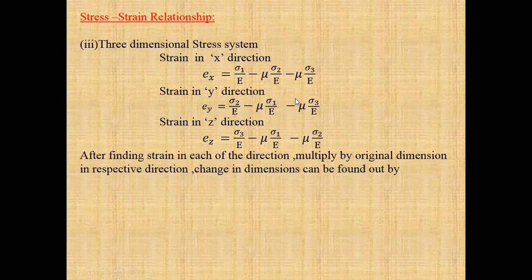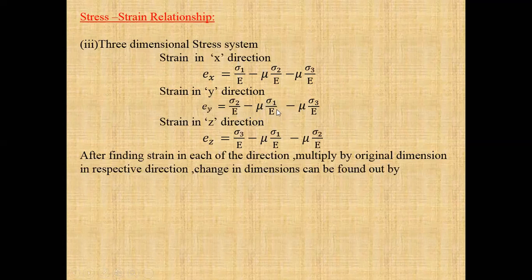This is strain in y direction. Strain in y direction into the original breadth, since y direction means breadth, let's say. So strain in breadth is this much. You compute this by writing these things, and then multiply it with the original breadth. Thereby you will get the change in the breadth. If it is positive, the breadth will increase. If the strain comes out negative, the breadth decreases.